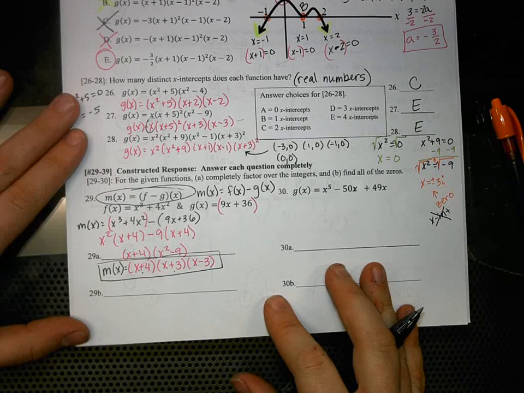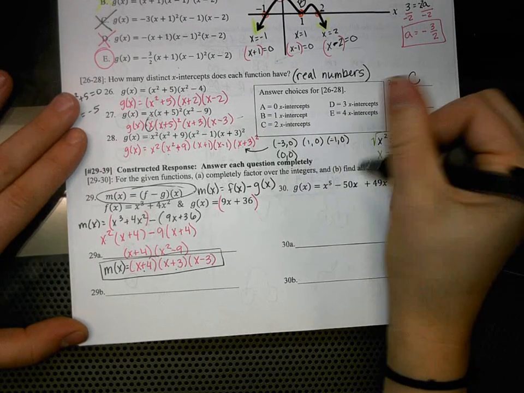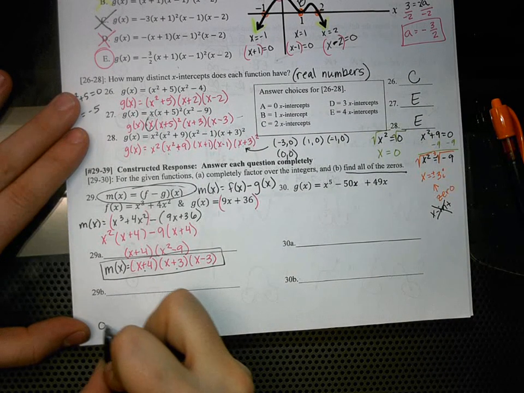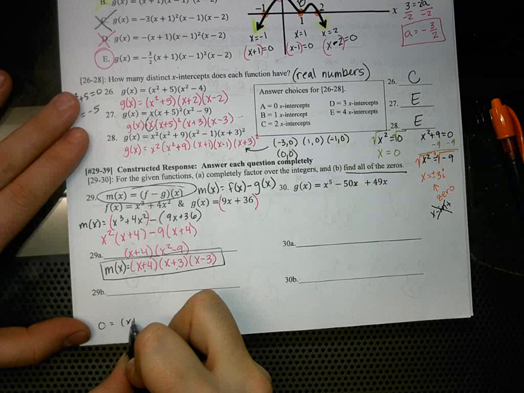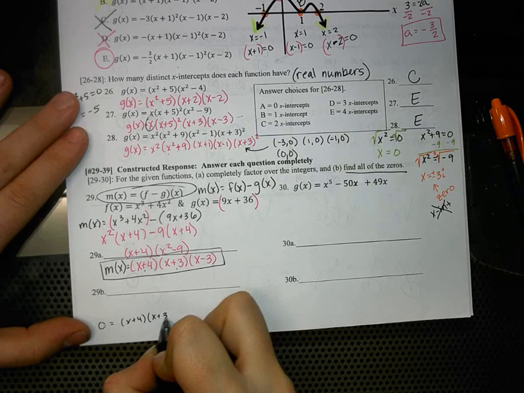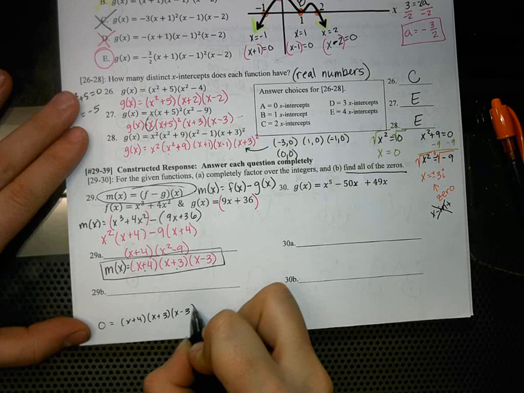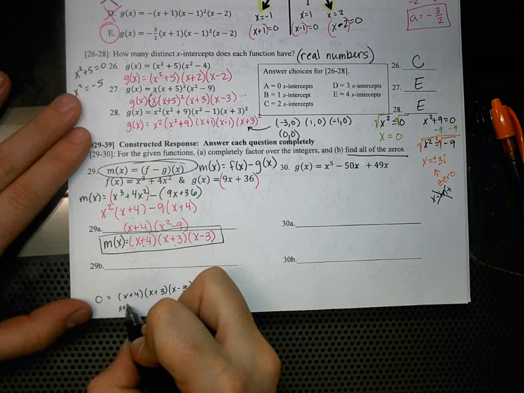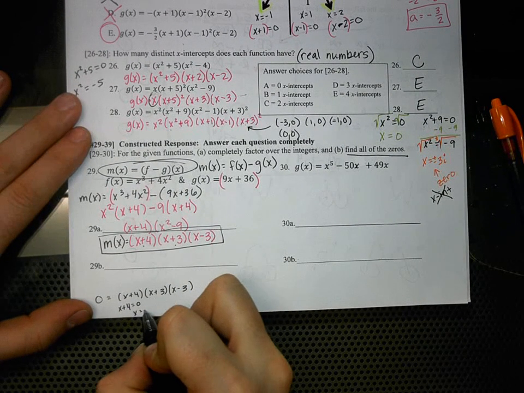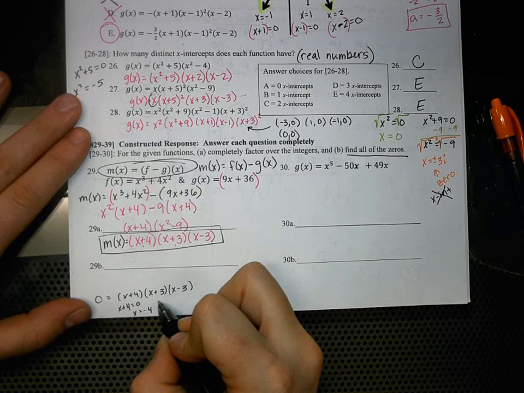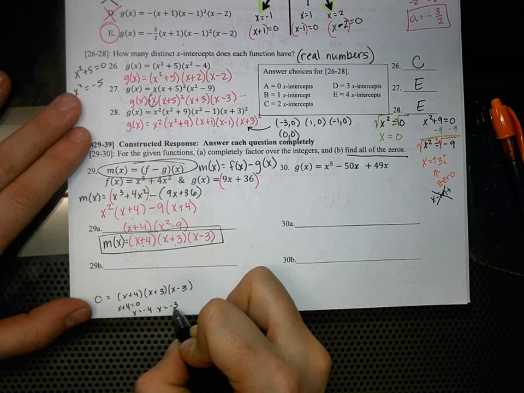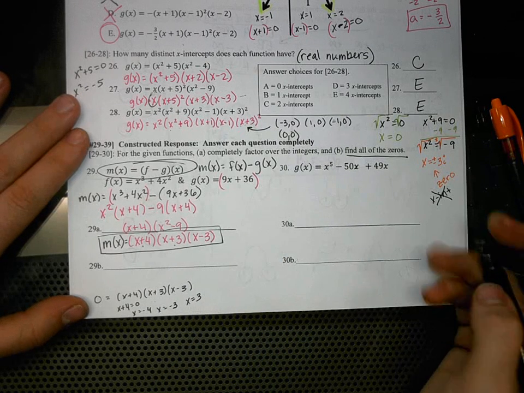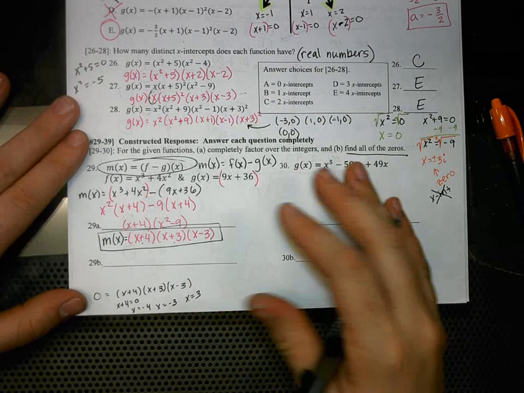And part B says to find all the zeros. So I need to plug in 0 for m of x, which means my zero product property, I set each of these equal to 0 and I solve. So when x plus 4 equals 0, x would equal negative 4. When x plus 3 equals 0, x would equal negative 3. And then when x minus 3 equals 0, x would equal positive 3. Or you can just tell me what numbers you plug in there.